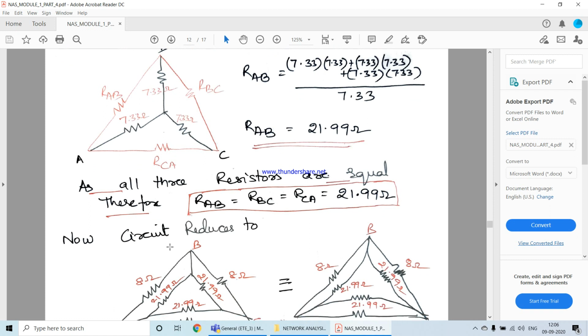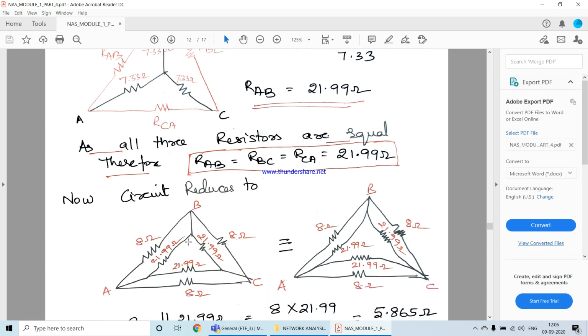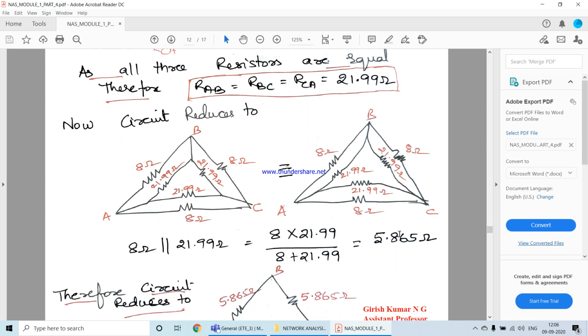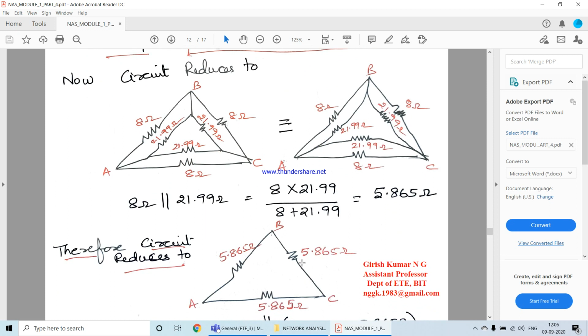Now I will replace that star with delta. So this is how it looks: 21.99, 21.99, 21.99, and 8 ohm, 8 ohm, 8 ohm. Now we can see this 21.99 is in parallel with this 8 ohms, this is in parallel with this 8 ohms, and this is also parallel. Therefore, I will end up getting one single delta after putting 8 ohm in parallel with 21.99 ohm, which is 8 into 21.99 divided by 8 plus 21.99. I'll get 5.865. Okay, the solution is 5.865.